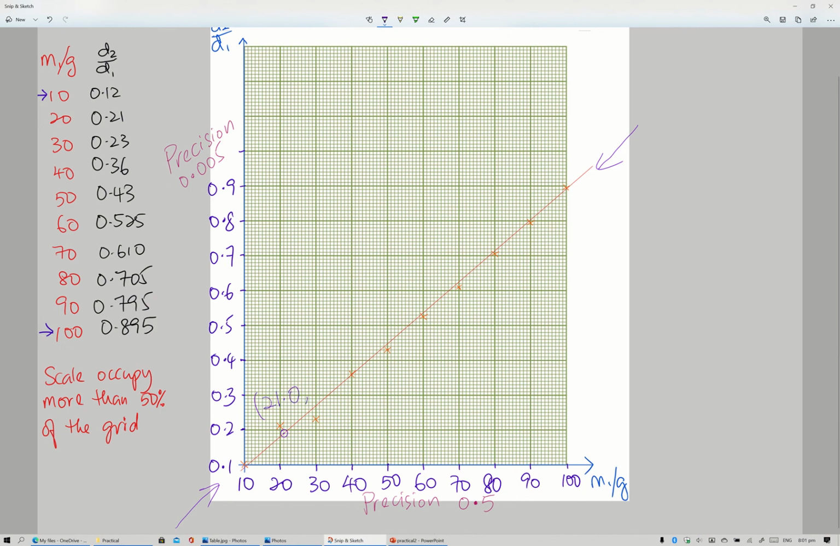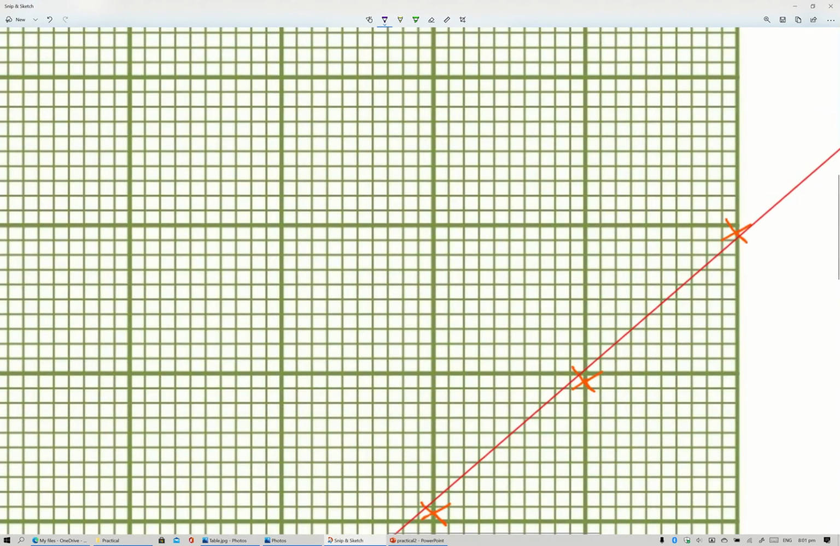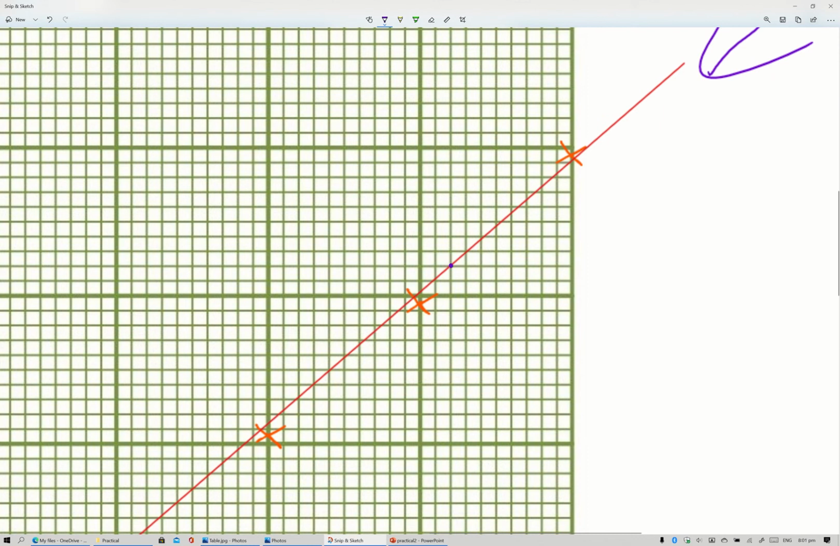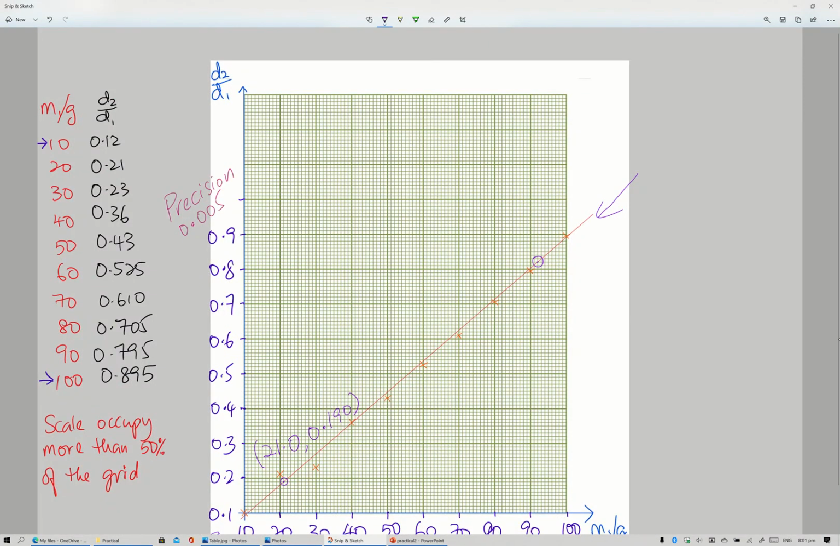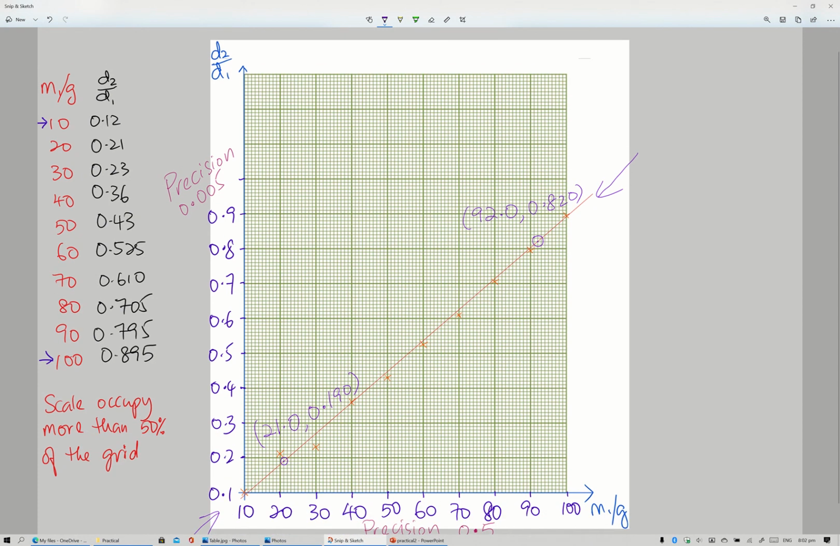21.0, because precision is out to 0.5, so I need to write 21.0, and the D2 over D1 is 0.190. The y-axis D2 over D1 is up to 0.005, so I need to write 0.190. So I'm going to zoom in next to look for the other coordinate, and the perfect intersection I found is here. And this coordinate is 92.0 and 0.820. So x-axis up to 0.5, the y-axis up to 0.005 precision, and that's how I record the coordinates.